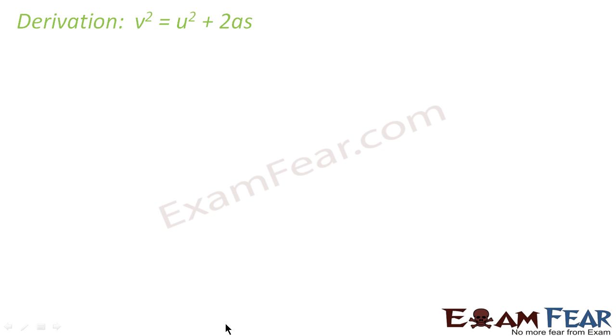Now let us have a look at the third equation, that is v square is equal to u square plus 2as. Even in this equation, v refers to the final velocity, u to the initial velocity, a acceleration and s as the displacement. Now let us start deriving it. Now from the first equation, we know that v is equal to u plus at, or we can say at is equal to v minus u, or t is equal to v minus u by a. So this is from first equation.